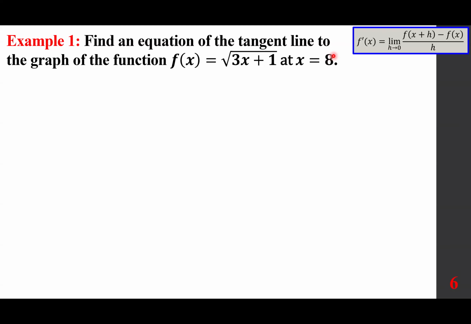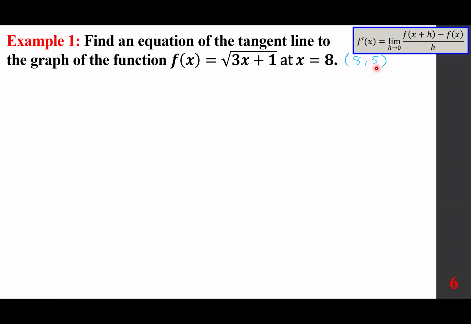So we are going to plug in 8 in here. 3 times 8, 24, plus 1, 25. Square root of that, 5. So that means we have the pair 8 comma 5. So as long as we have the x, we can find the y.